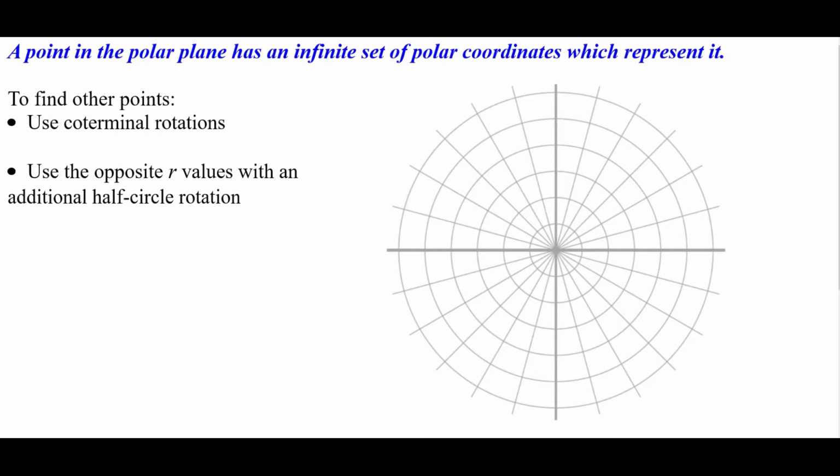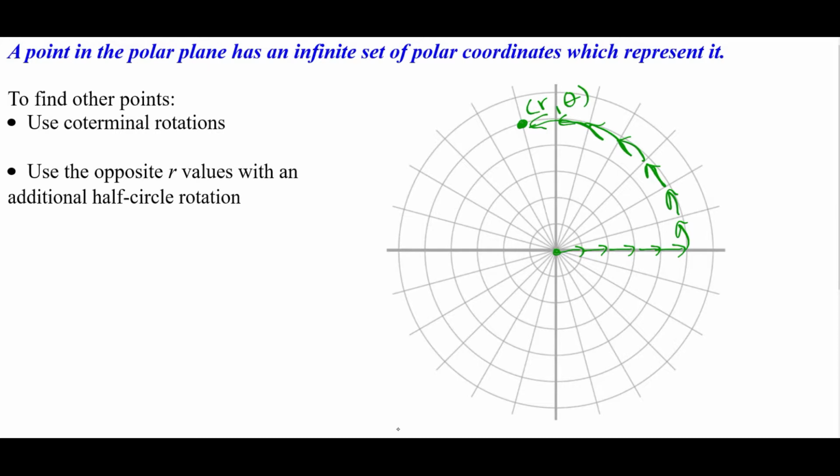So a point in the polar plane really has an infinite amount of coordinates that will get you to that point. There are multiple different coordinates that will land us at the same particular place. In order to find those, we can use coterminal rotations, and we can also use positive and negative R values. So let's say we just have some general point right here, and this is (R, theta). I'm going to get to that point by coming from the origin, coming out R units, which puts me on this circle where the point is located, and then I'm going to rotate theta. So this is the rotation of theta.